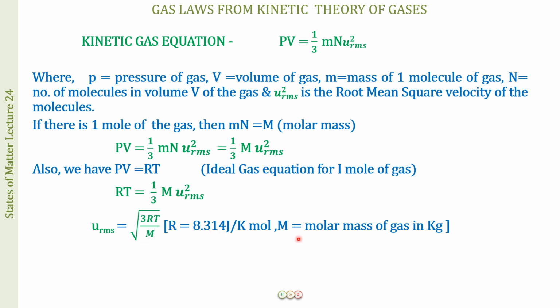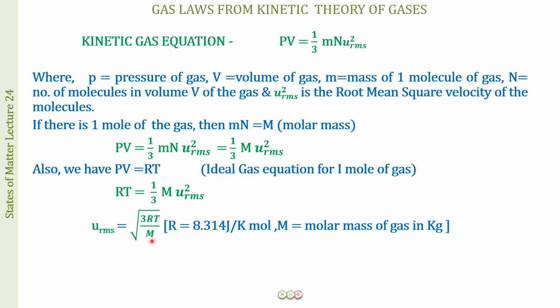Okay, and M is obviously the molar mass of the gas, but here again, when we are talking about SI units, the molar mass of the gas is also going to be expressed in kilograms. Generally, what we take as the molar mass of the gas is in grams, right? But now, because you are taking SI units, the molar mass also has to be expressed in kilograms.